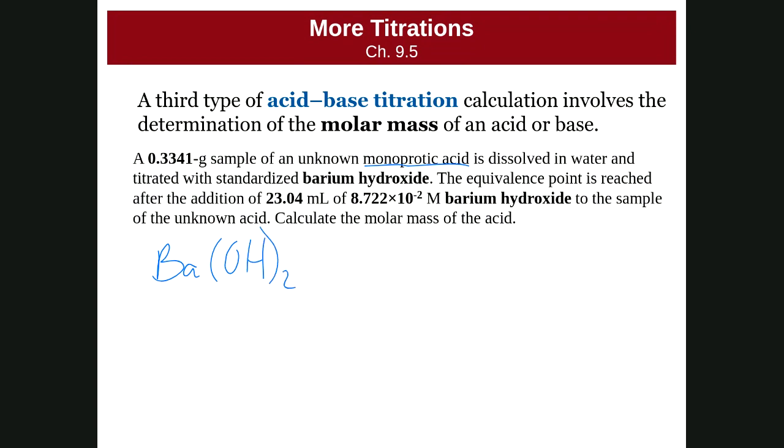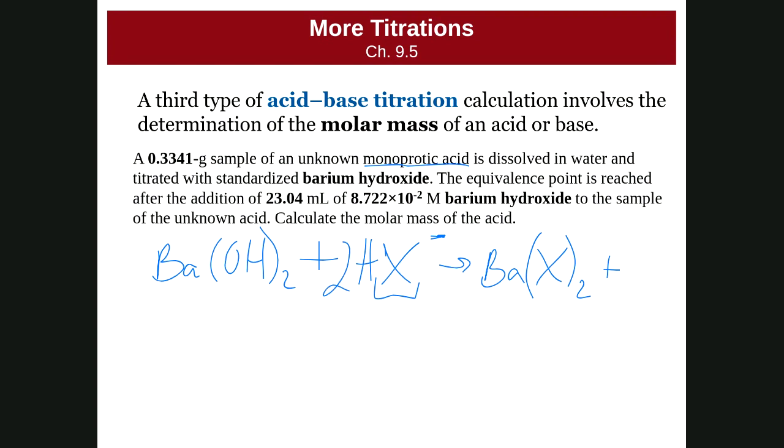So the equivalence point is reached after the addition of 23.04 milliliters of this concentration of barium hydroxide. So unlike sodium hydroxide, when we have a monoprotic acid, that means it's just HX, and we're forming barium X. That means that the X is a -1, so we need 2 of them, which means we need 2 of our acid to react with 1 barium hydroxide.